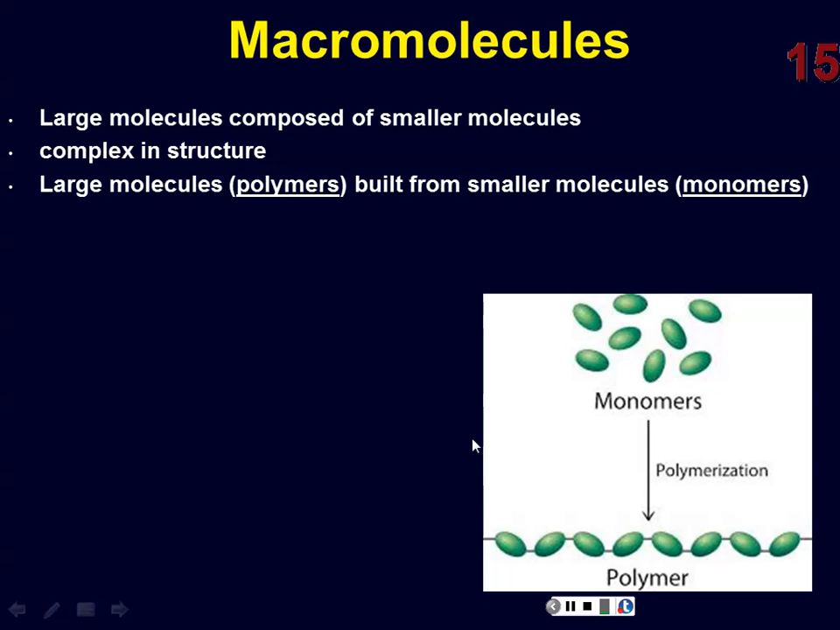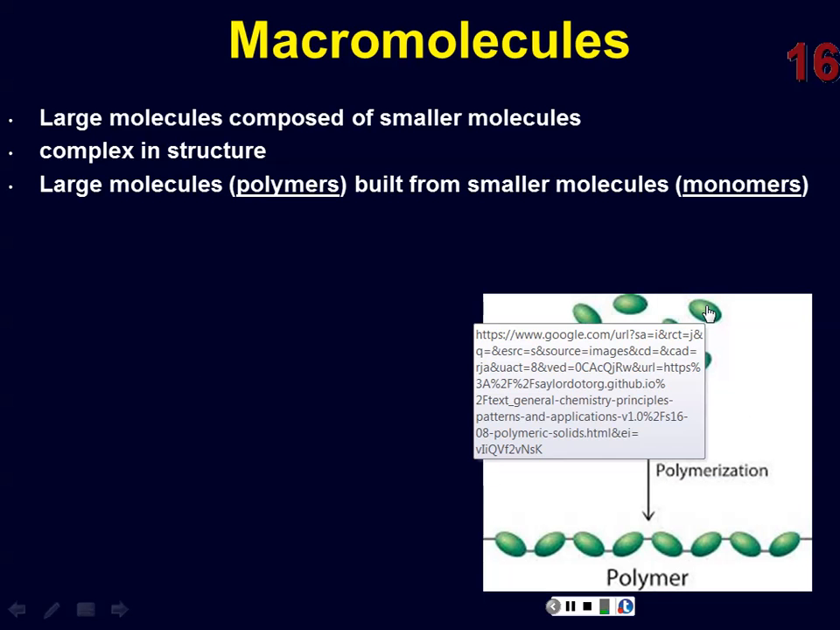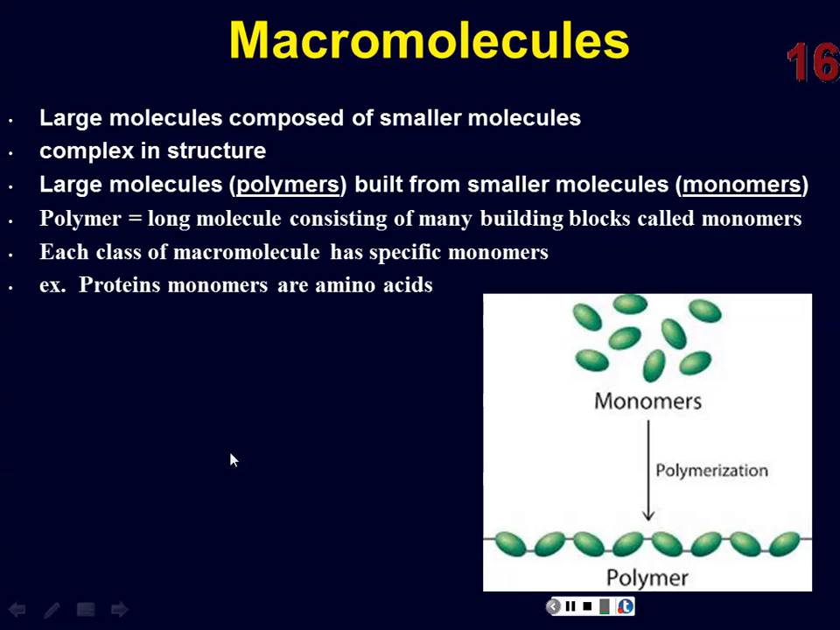Okay, so each one of these groups of organic molecules is going to have a monomer. We take monomers, these individual units, and we bond them together to form polymers. So a polymer is a long molecule consisting of many building blocks called monomers. And again, these are generic terms. When we get into carbohydrates, we'll talk about what the monomer for a carbohydrate is. When we get into proteins, we'll talk about what the monomer for a protein is. When we get into nucleic acids, what's the monomer for a nucleic acid, okay? Each class of macromolecules has a specific monomer. Again, a great example is protein monomers, or amino acids.